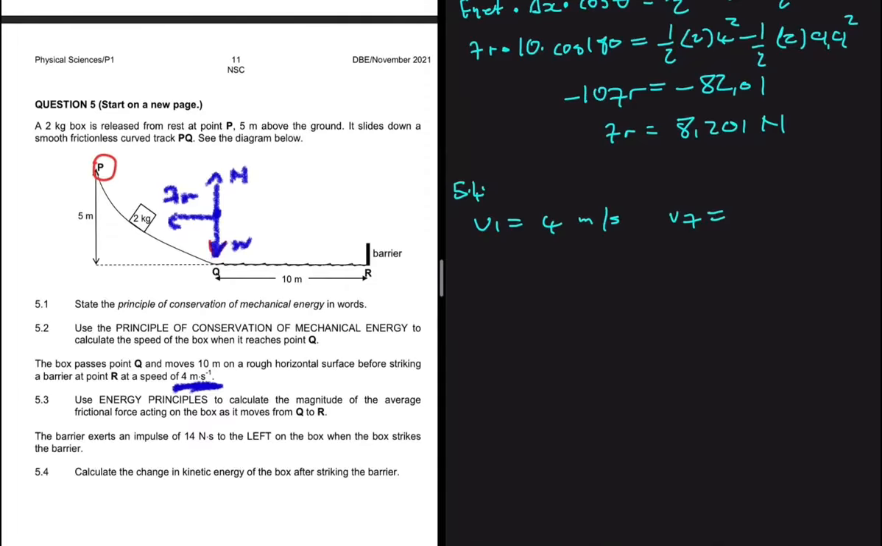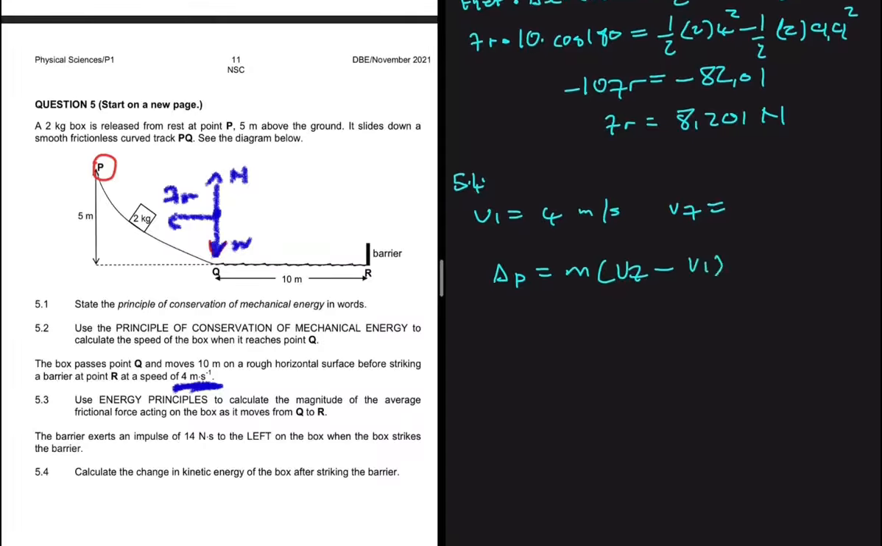But then how can we find that? We can find that using the impulse we're given, right? Because we know fully well that the impulse is equal to m times VF minus VI, right? The impulse is said to be 14, right? But to the left, let's remember that to the left. So we're going to substitute that with a negative sign. So we're going to have minus 14 being equals to the mass of the object, which is 2 kgs. We're looking for VF, and VI is 4 meters per second, right?